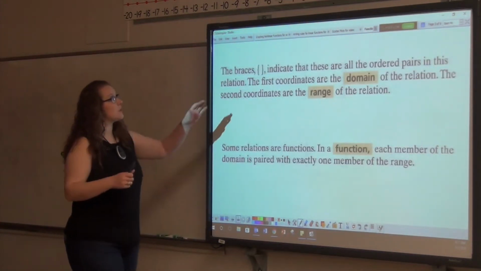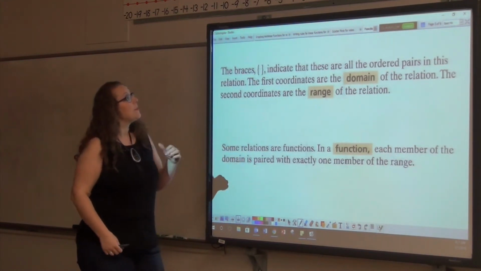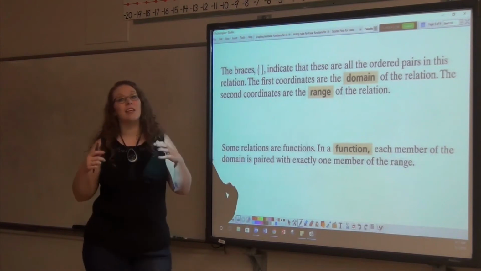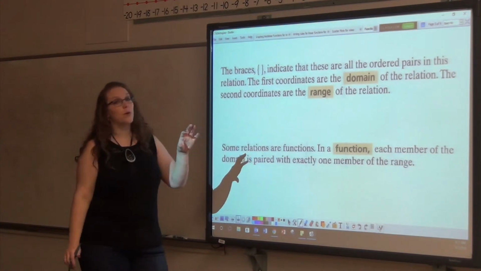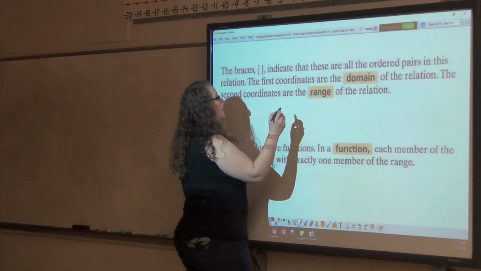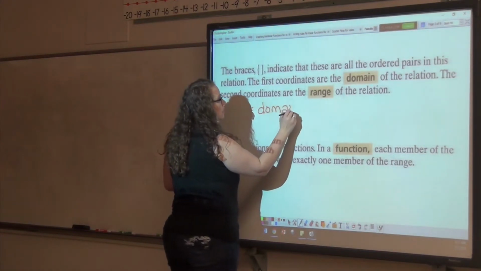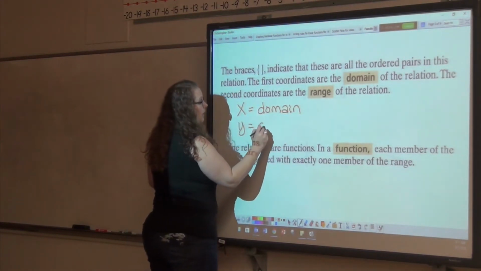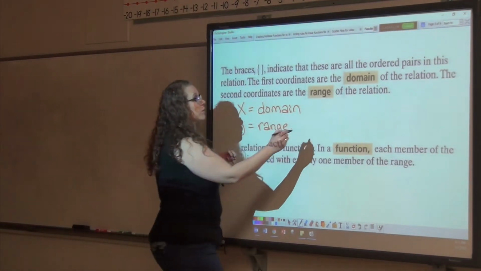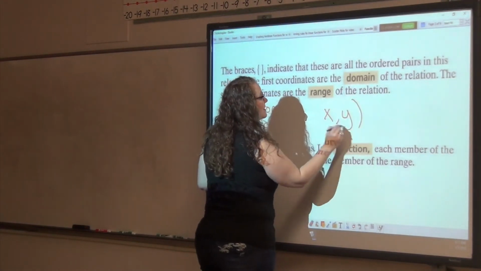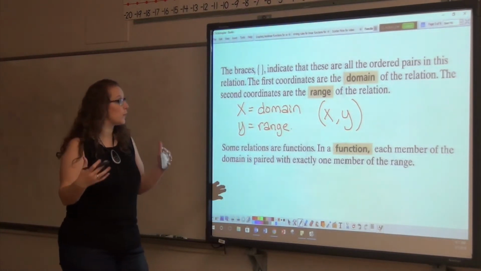All right, so your braces, they'll look like braces. Sometimes they're more square, but they indicate all the ordered pairs in the relation. So it's the group of ordered pairs in the relation. All right, so the first coordinate is always the domain. So x is your domain. And y equals your range. The first number in the ordered pair is always your domain, and the second number in the ordered pair is always your range.